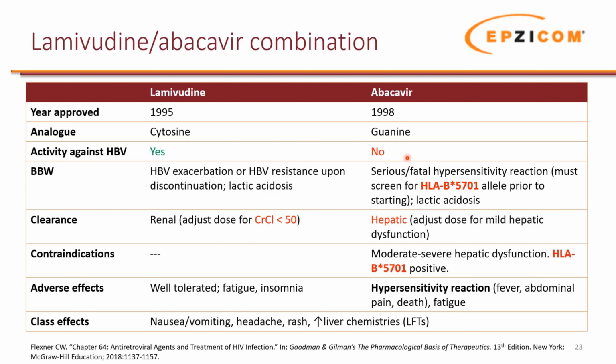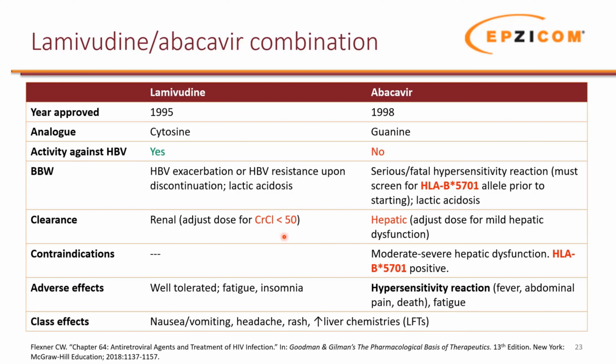Now, all NRTIs are renally cleared except abacavir. So abacavir is actually cleared hepatically, so you may need to dose adjust it in patients with mild hepatic dysfunction, whereas all other NRTIs actually need to be renally adjusted. So, for example, lamivudine, creatinine clearance cutoff is 50.